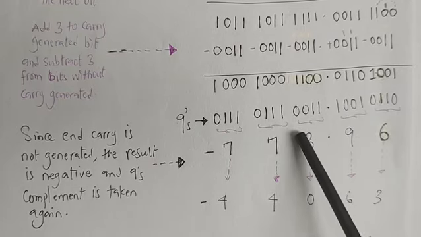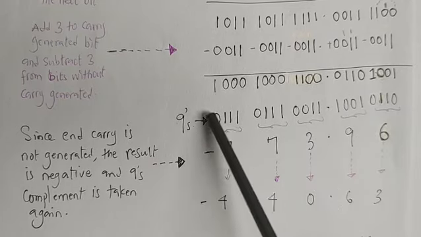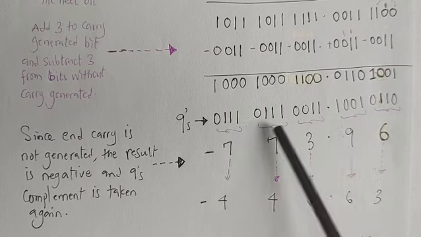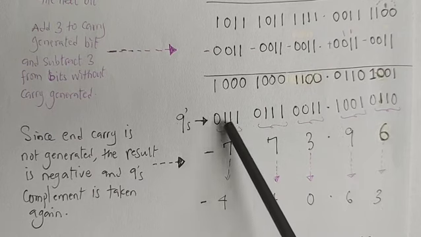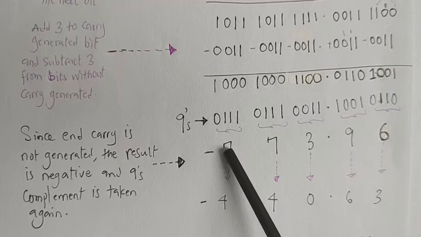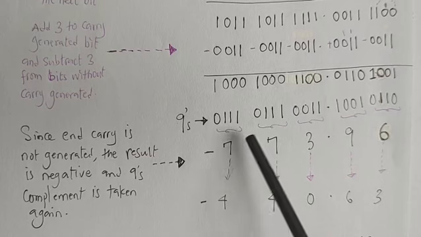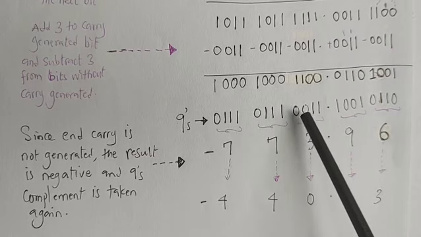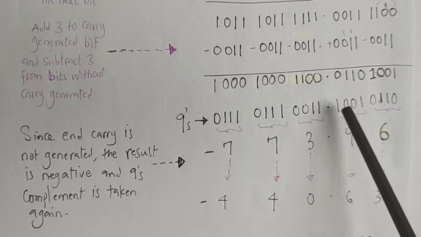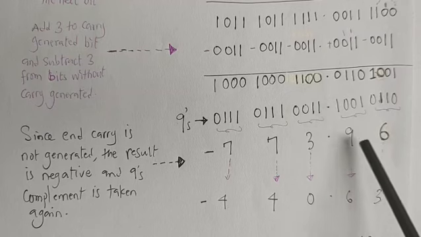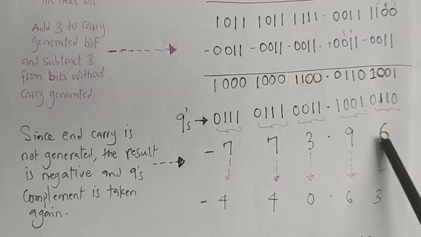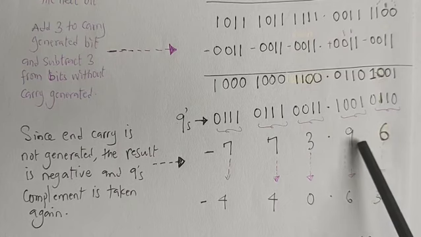Okay. So in that case, since we have done this, we need to get the equivalent of this binary bit in decimal. So 0111 is going to give us 7. Now don't forget, because an end carry is not generated, therefore the result is negative. That's why we got this negative, right? So this is 7, this is 7, 0011 is 3, 1001 is 9, 0110 is 6.